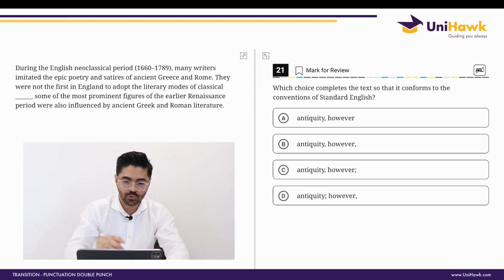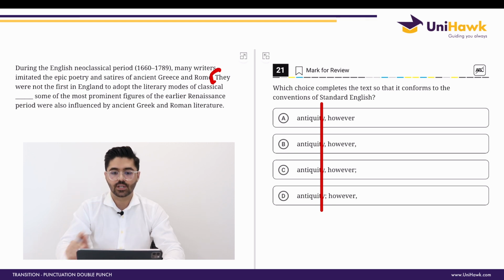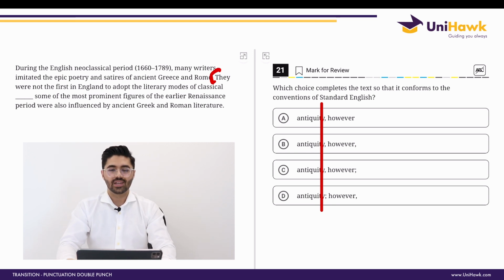To do that, I'm sure you noticed the first side starts from "they" and continues until "antiquity." Is that a complete sentence? Take a moment and read that once again. Yes, it is. That is a complete sentence. Now take a moment and read the second one. That's also a complete sentence.